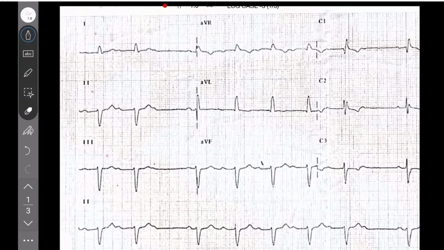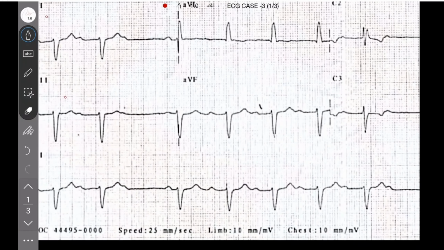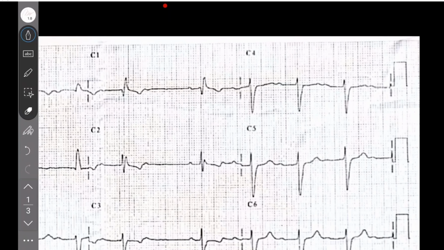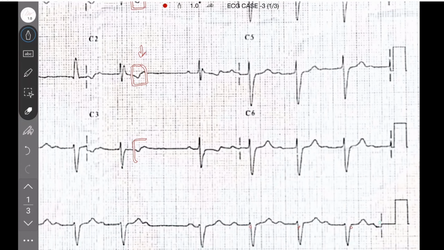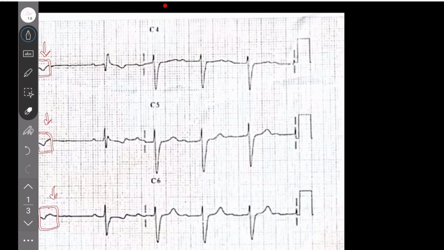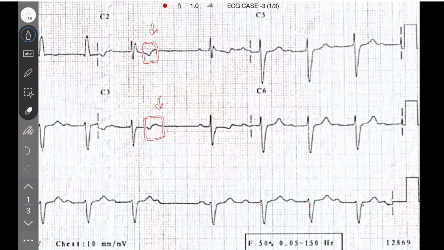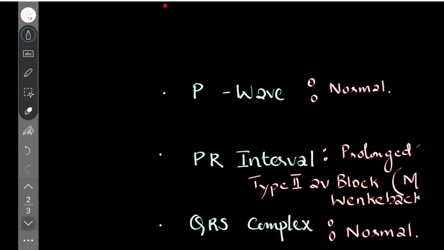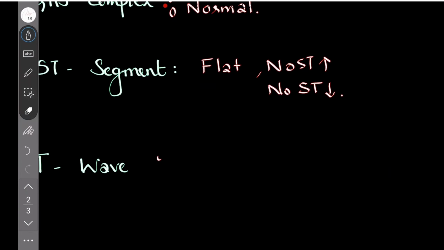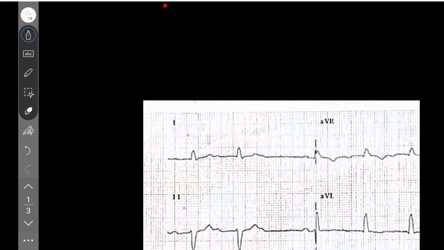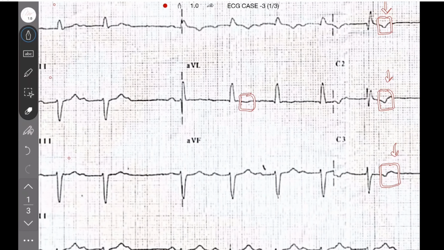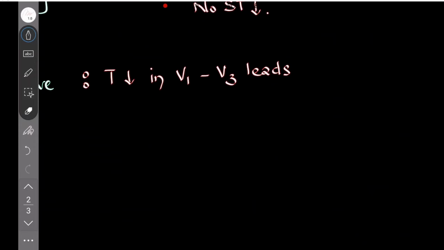What about the T wave? You see the T wave seems normal everywhere, but there is T wave inversion in V1, V2, V3. V3 is a biphasic T wave. So it's T wave inversion in these leads. So you finally give it as T inversion in V1 to V3 leads. Just check whether any other lead has a T wave inversion. You see here also, it is aVL. So aVL also has T inversion.